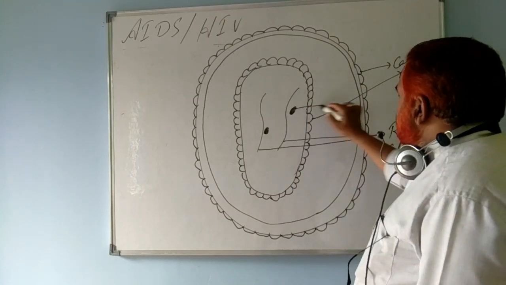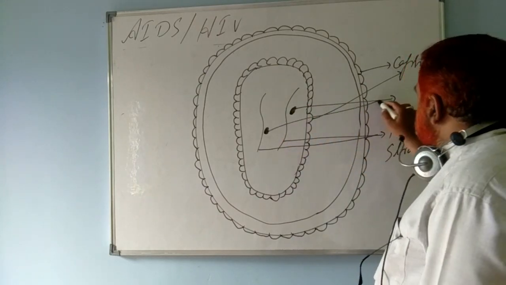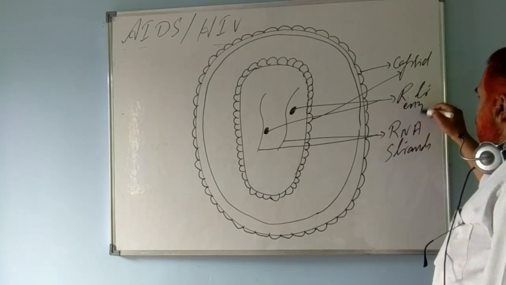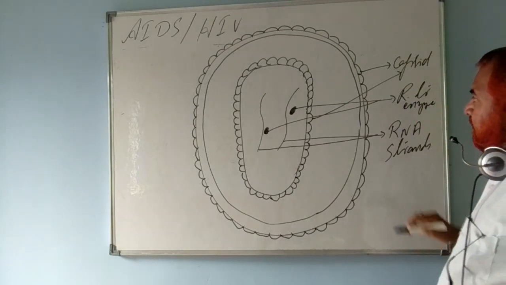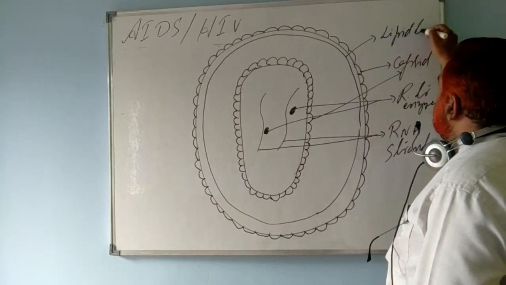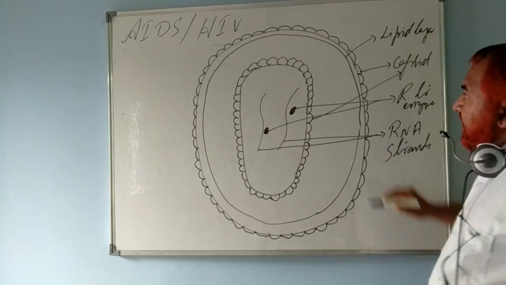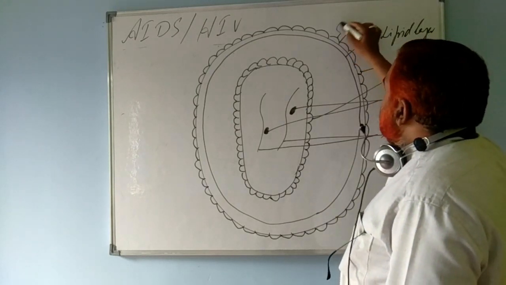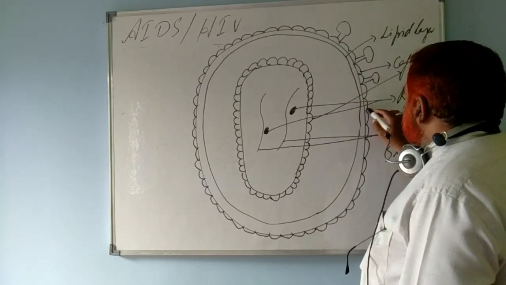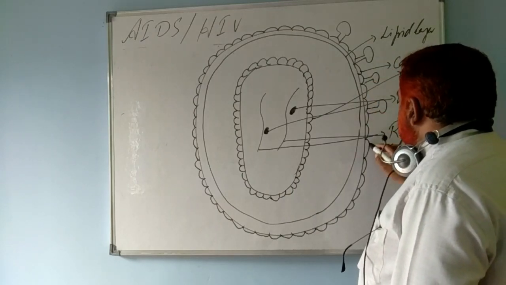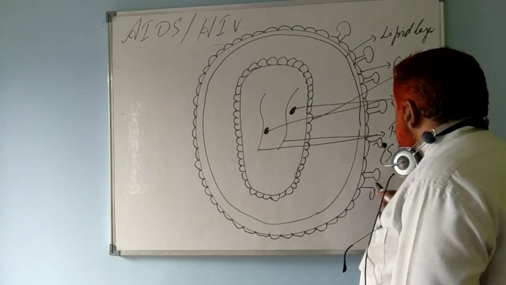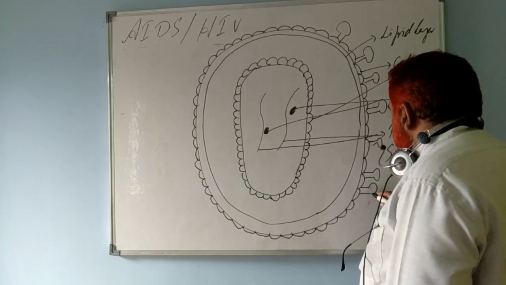Then this is what is known as an enzyme. Which enzyme? Reverse transcriptase enzyme. What is this layer inside? Lipid layer. After that, it has mushroom shaped structures here and there. They are known as capsomeres. These structures are known as capsomeres.